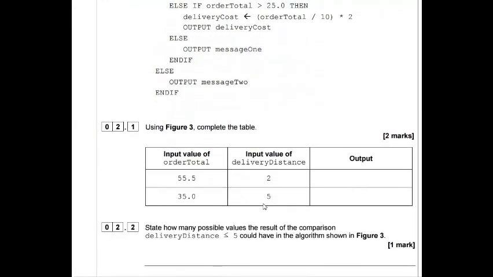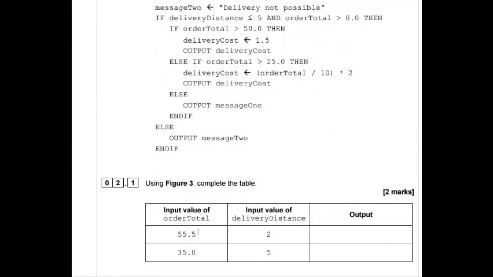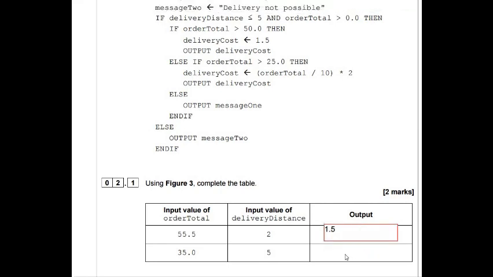So, figure 3, we need to complete the table. So, 55.5. So it's delivery distance less than 5, so that's a 2, so that's fine. So we're going to go if the order's more than 50, then the output, if we actually put it in, is actually going to be 1.5. Okay? That's it.